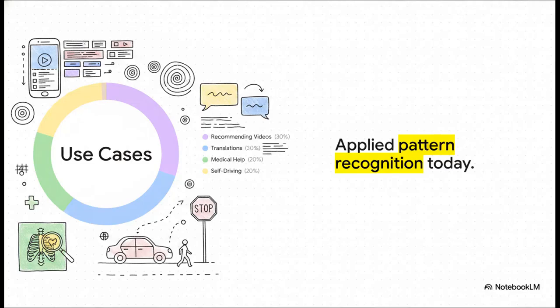This incredible pattern recognition is being applied all around us right this second. 30% of these applications are things you use every day, like recommending videos, finding the pattern in what you enjoy watching so it can show you more of it. Another 30% goes toward translating languages, finding the complex patterns between English and Spanish text to break down global communication barriers. 20% represents incredible medical help, where machines look for tiny patterns in X-rays to spot diseases much earlier than a human eye ever could. And another 20%? That's self-driving cars, where the machine learns the pattern of a stop sign versus a crossing pedestrian to navigate our streets safely. These are massive global problems being solved, simply because we figured out how to teach computers to learn from examples.